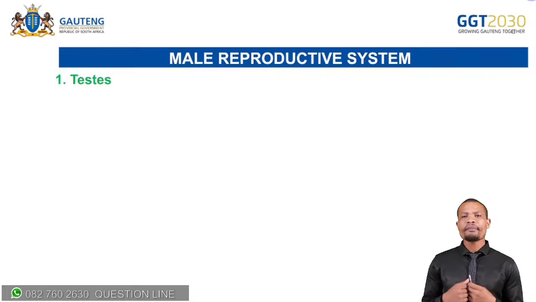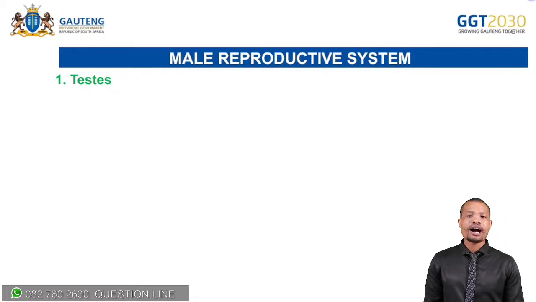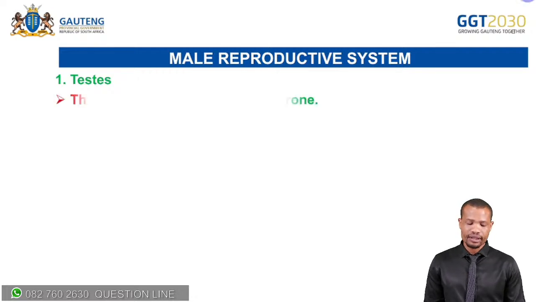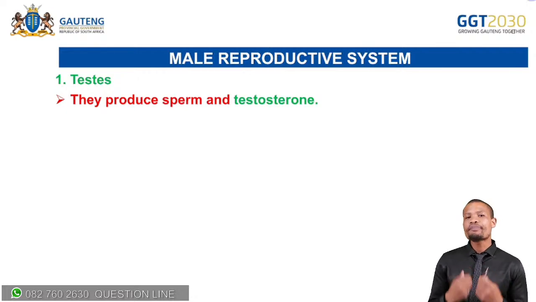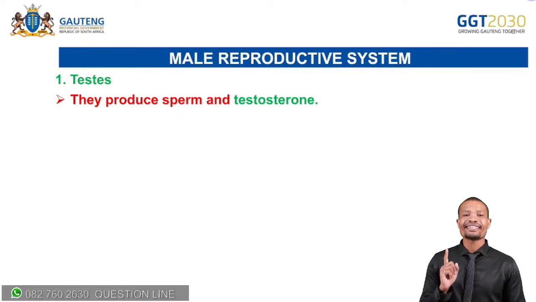Now let's talk about this male reproductive system. We are going to begin with the testes, which we just talked about shortly. So the testes are these things that are hanging outside of the body of the male reproductive system. What do they do? They produce sperm and testosterone. We mentioned that sperm is what? It is the male sex cells. They are required for fertilization of the female sex cell, which is an egg.